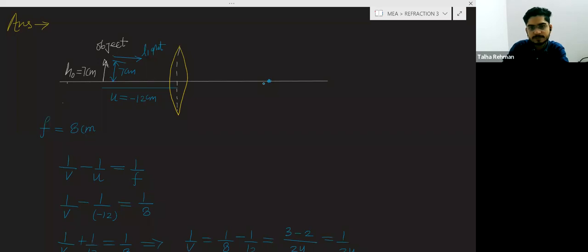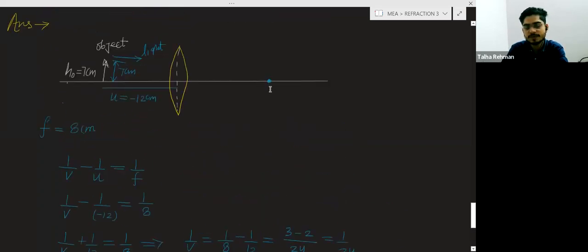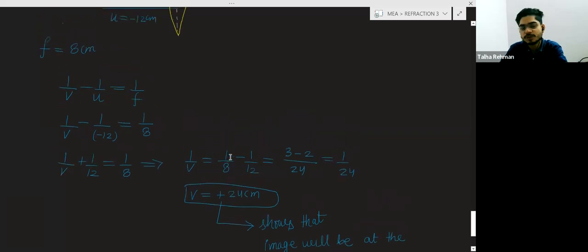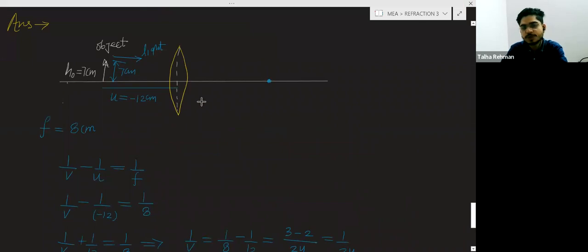This is your image distance. So the positive sign shows that the image will be at the right hand side of the lens. Not somewhere, but at a distance of 24 centimeter from the lens your image will be. So no need to draw this.